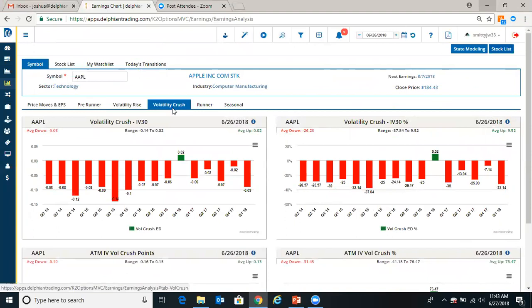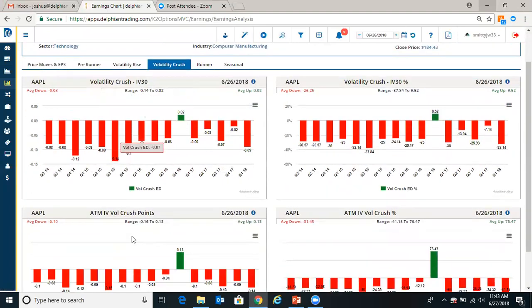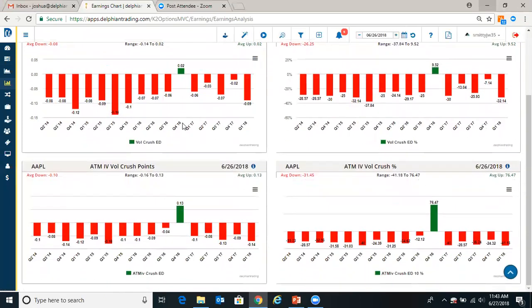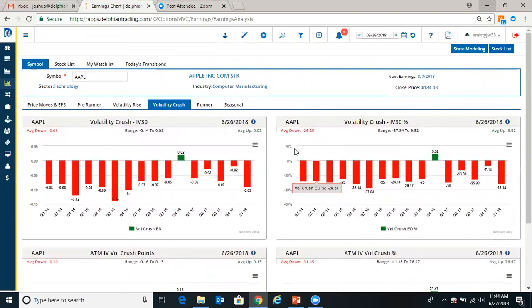Volatility crush. After an earnings report, the implied volatility decreases rapidly after the news is out. So this measures the volatility crush for the 30-day IV and the at the money IV from the day before to the day after earnings. It gives you the points on the left and then the percentage on the right.